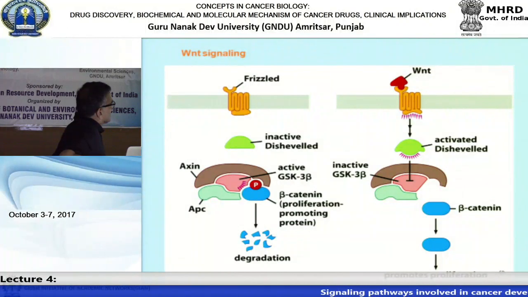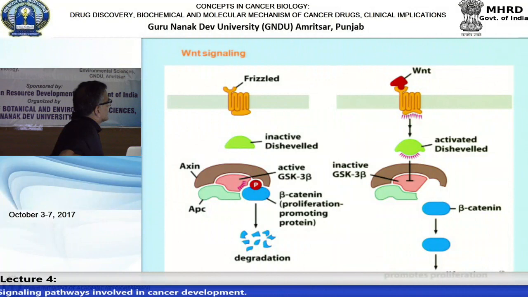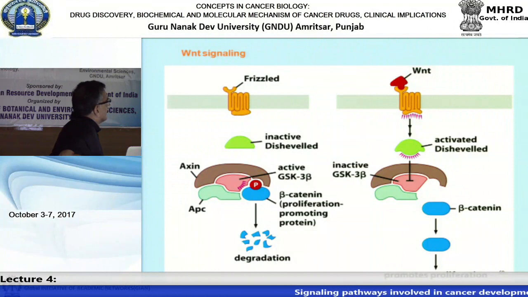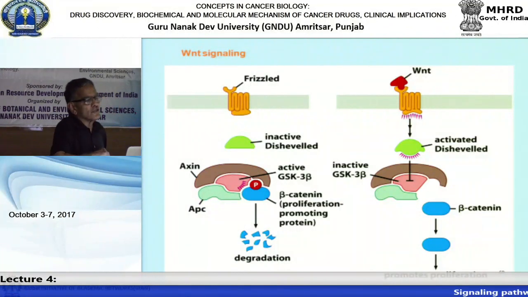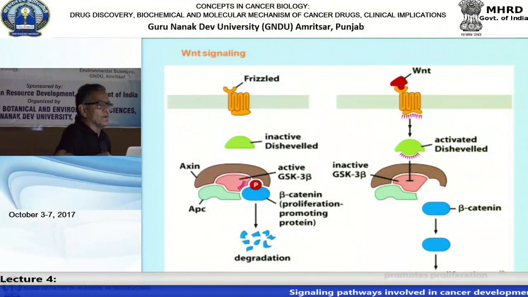activates Dishevelled, which also gets phosphorylated, and that makes this GSK3 beta inactive, so its phosphorylation ability is gone. Now you have a beta-catenin that cannot bind, that cannot work with the complex. So beta-catenin comes off, and that promotes cell proliferation. So in colon cancer studies, it's very important.